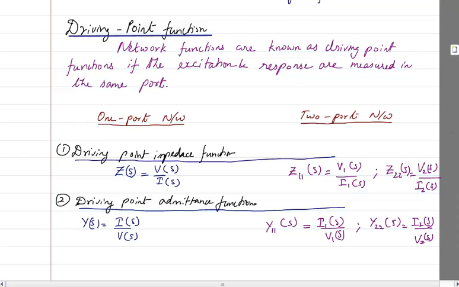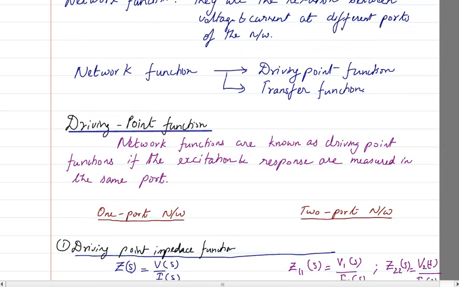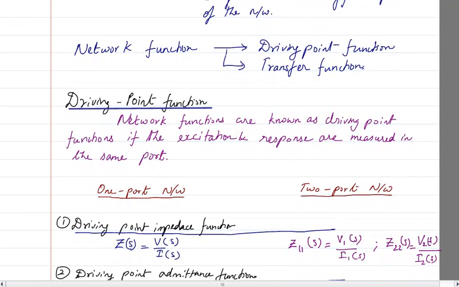Let us look at the transfer function. So I told there are two types of network functions. One is the driving point network function and the other one is transfer function. So what are the transfer functions?